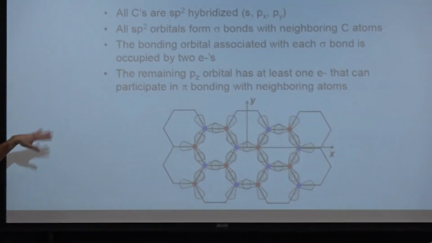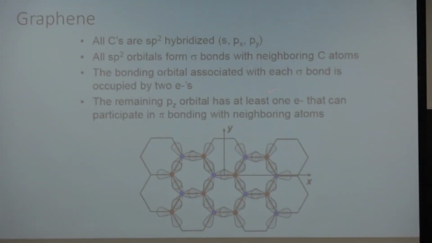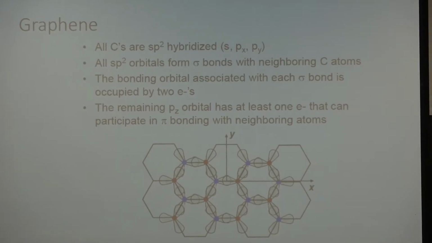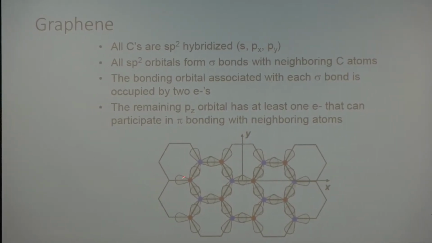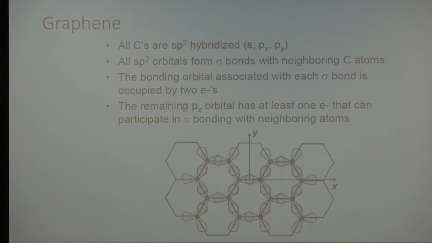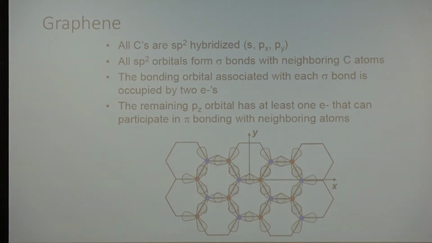So sp2 orbitals form sigma bonds, and the bonding orbital associated with each sigma bond is occupied by 2 electrons, right? Yeah, because you're sharing the 2 electrons from either the adjacent s's and the p, x, or y orbitals. So what's left over is this remaining pz orbital that has 1 electron that can participate in pi bonding with neighboring electrons, right? So this is going to be coming out of the board and into the board, right?